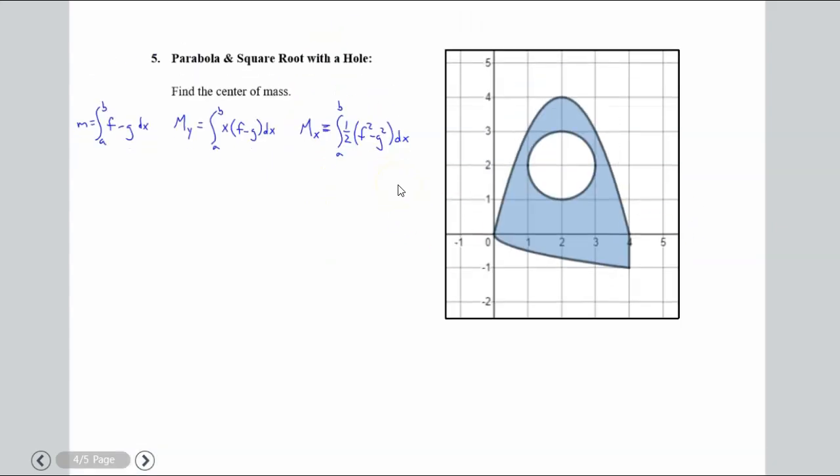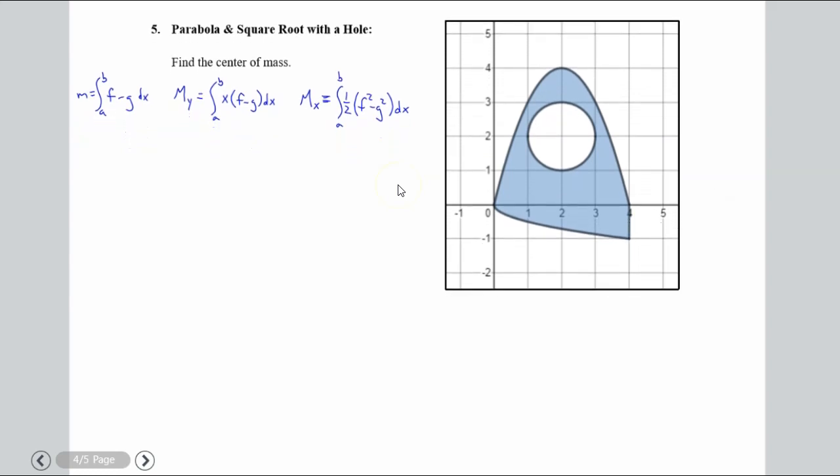All right, so what we'll be doing is running through how you do it with this composite of functions, but then also maybe holes or pieces added on, things like that. So the first thing I'm going to do is try to find the center of mass of this shape as if it did not have a hole in it. So just the parabola here with the square root function on the bottom.